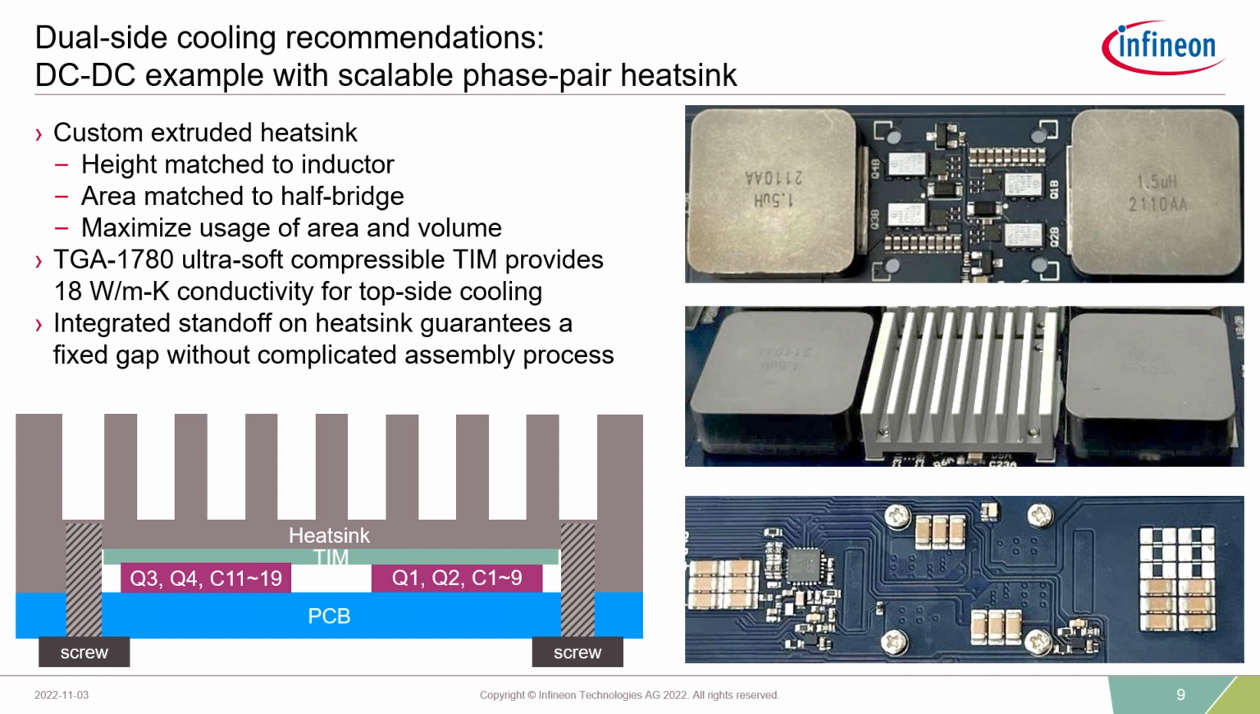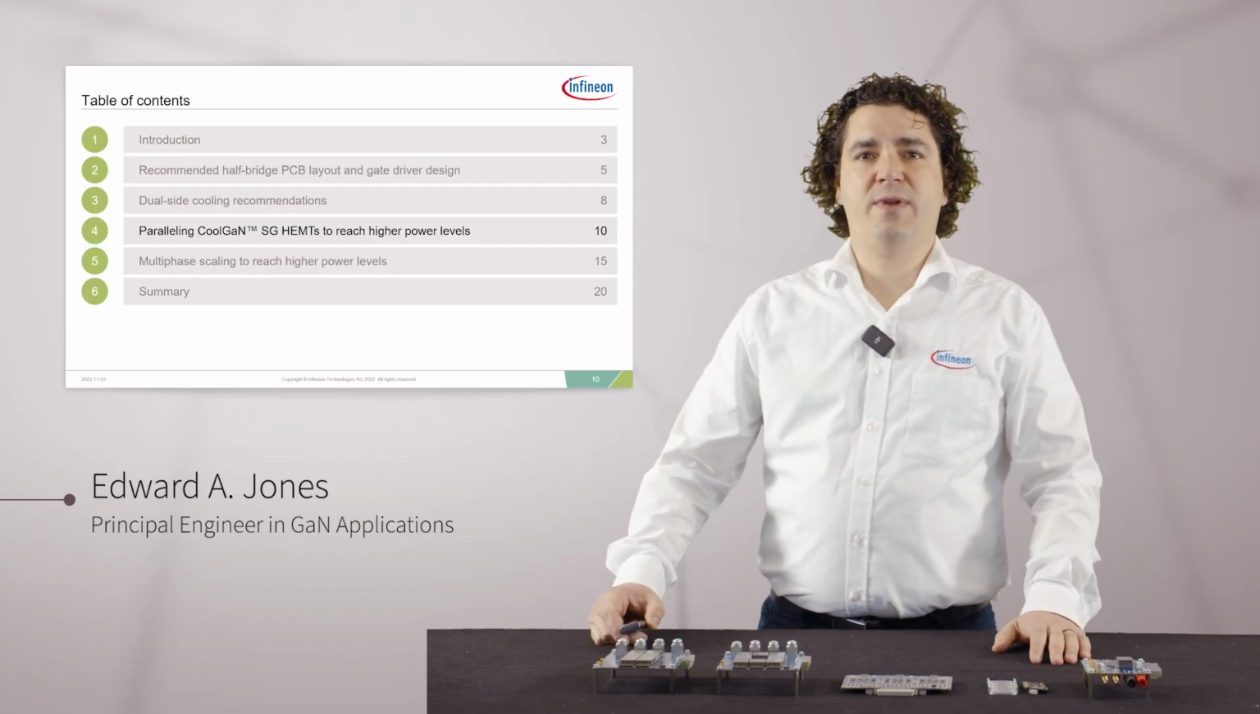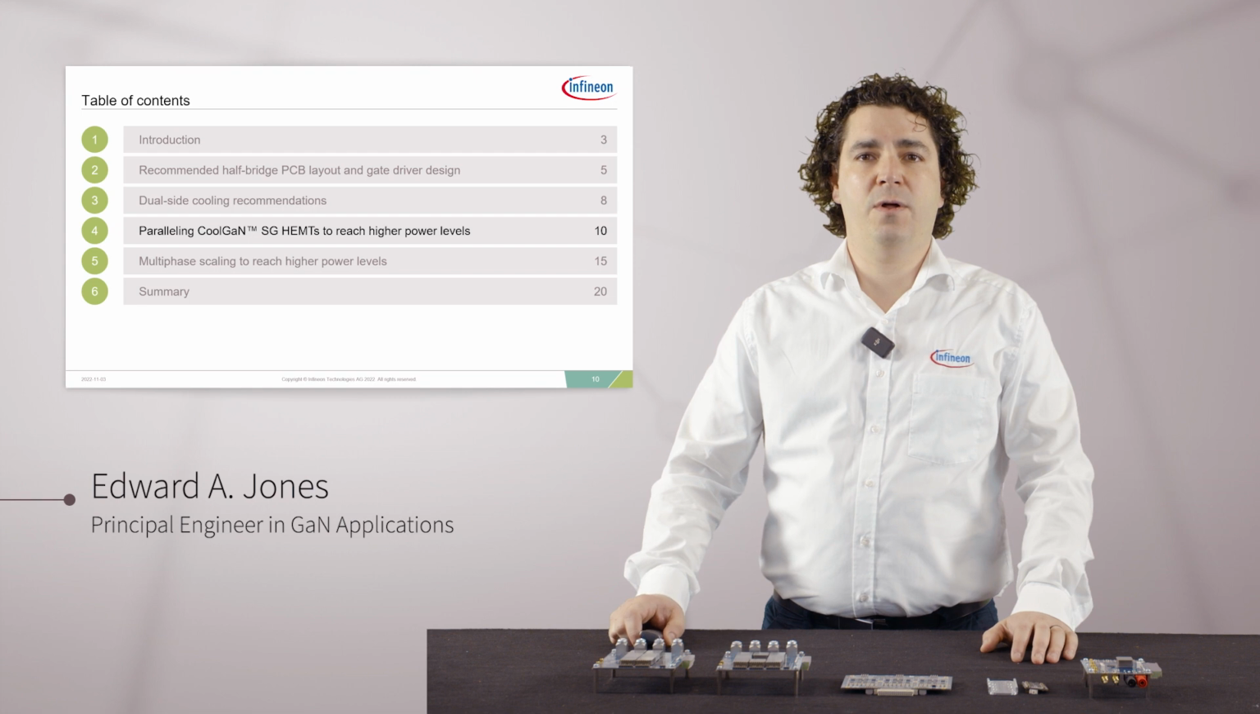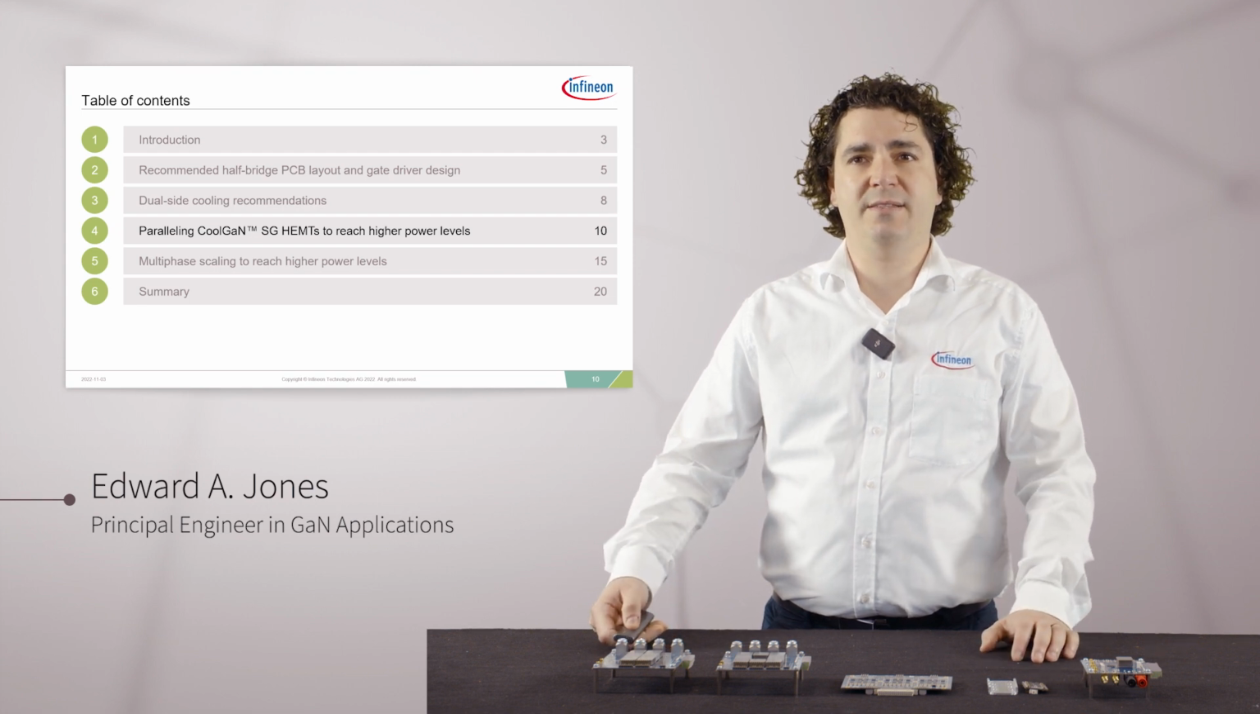We're using an ultra soft compressible thermal interface material pad with a very high conductivity. It's soft, so it doesn't apply undue stress or pressure to the top of the GaN device. And the high conductivity means we can achieve very low thermal resistance. And the integrated standoffs milled into the heatsink allow for a fixed gap without any complicated assembly process. You can use screws, you can use clips to attach it. There's no springs needed. But that only allows us to extract a certain amount of heat. Even with the best cooling approach, we still only have one single 100 volt 3 milliohm GaN switch for each switch position, high side and low side.